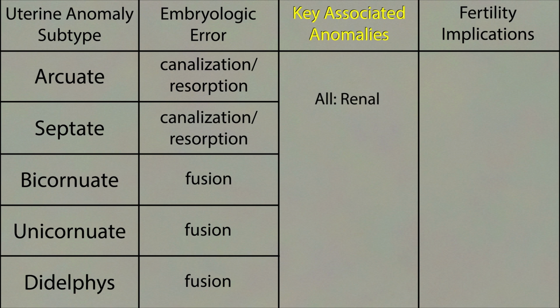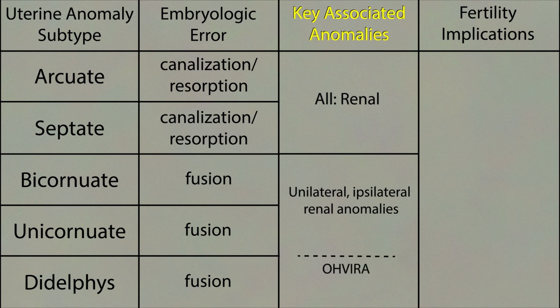Though all Müllerian anomalies can be associated with renal anomalies, any anomaly with uterine duplication, such as bicornuate, unicornuate, or didelphys, can be associated with unilateral renal anomalies on the same side as the uterine anomaly. One example in uterus didelphys is the syndrome of obstructed hemivagina and ipsilateral renal anomaly, called OHVIRA, in which the most common anomaly is renal agenesis. Also in uterus didelphys, given the uterine and cervical duplication, a longitudinal vaginal septum should be evaluated for.